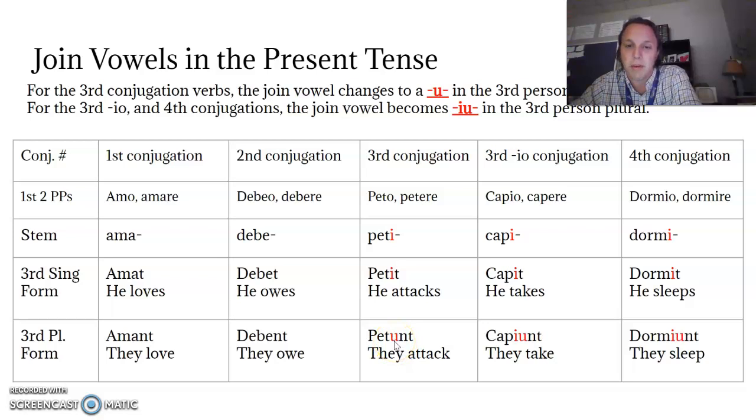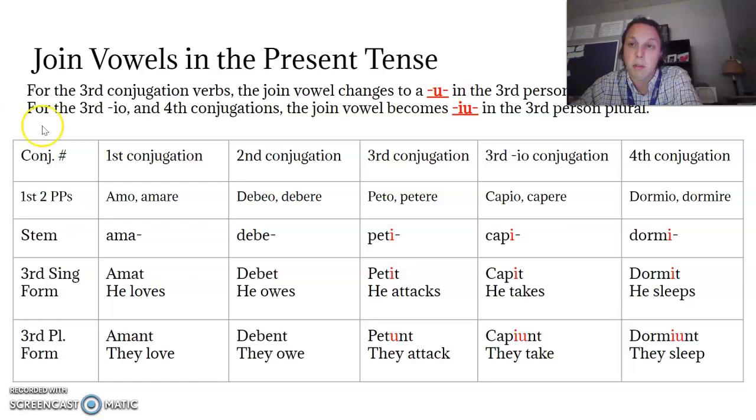The U is the joined vowel for the third person plural only in the third conjugation. So that's cool. Third IO and fourth, you'll notice capit and dormit turn into capiunt and dormiunt, respectively. That's because in the third IO and fourth, the joined vowel becomes IU in the third person plural. Everything else, the joined vowel is going to be I, except for the third plural. So that's why knowing conjugations is important. So take a second. If you need to copy this down just to have a cheat sheet, that's fine. You also have a copy of this presentation available in the video description.